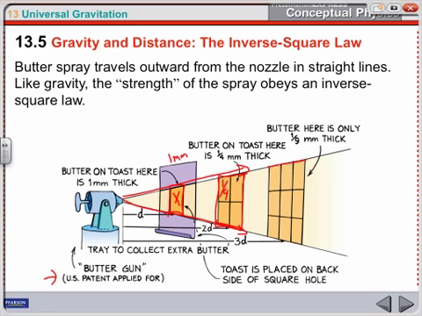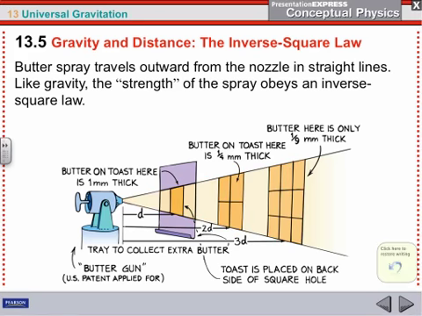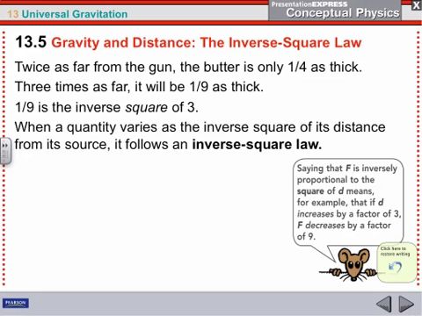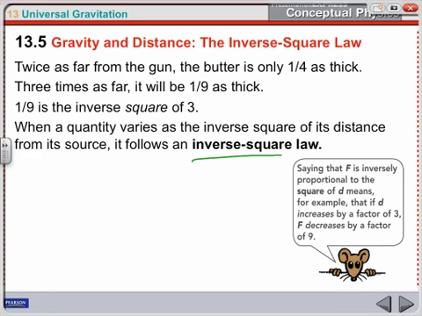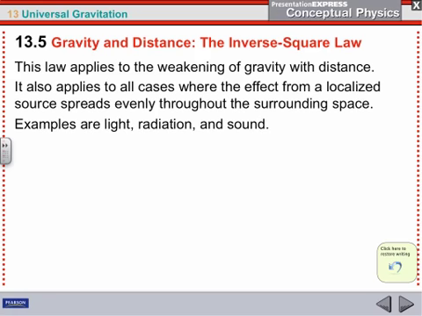If you go 3 times as far away, it's 3 by 3. It is now 1/9 as thick as it was back then. This idea of things expanding in inverse squares is pretty common. There are a lot of things that have that happen. This is known as the inverse square law, and you'll run across that in a number of different things.